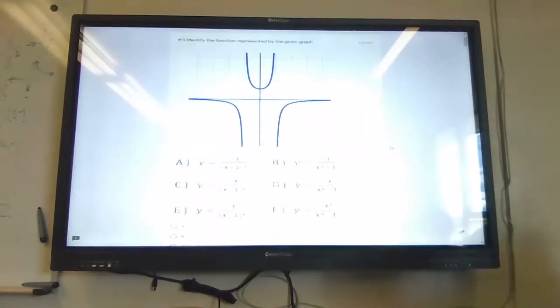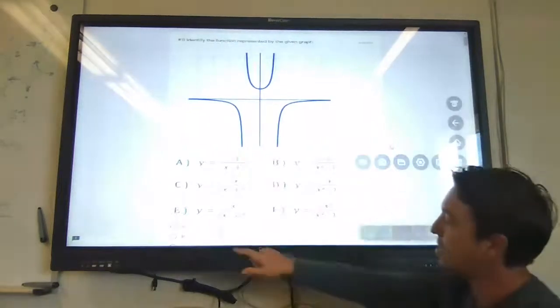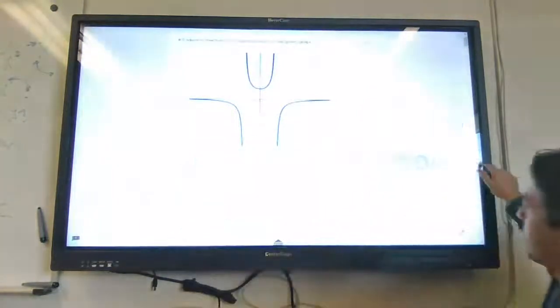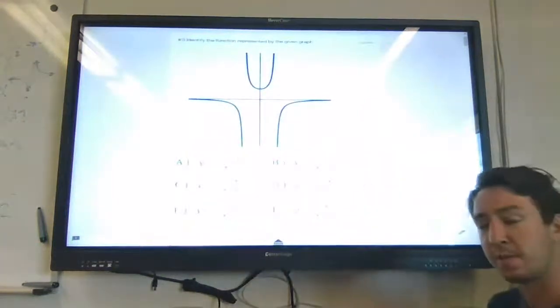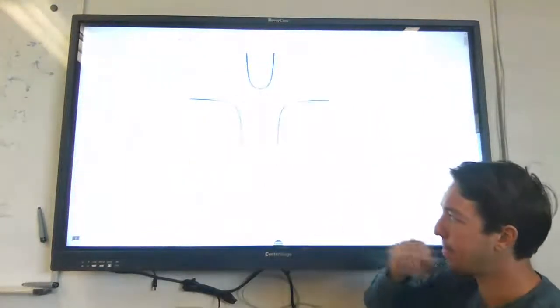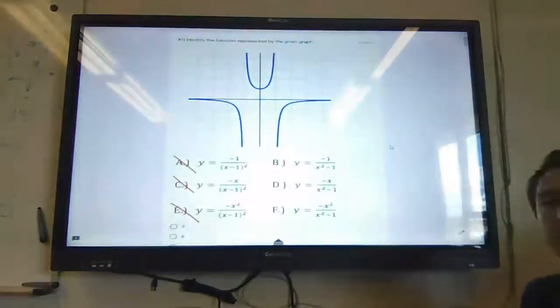So this thing's got two vertical asymptotes. However, look at the answer choices. Only 3 of the answer choices up there would have two vertical asymptotes. So which half can I cross out? All the left ones. So A, C, and E have to be wrong.